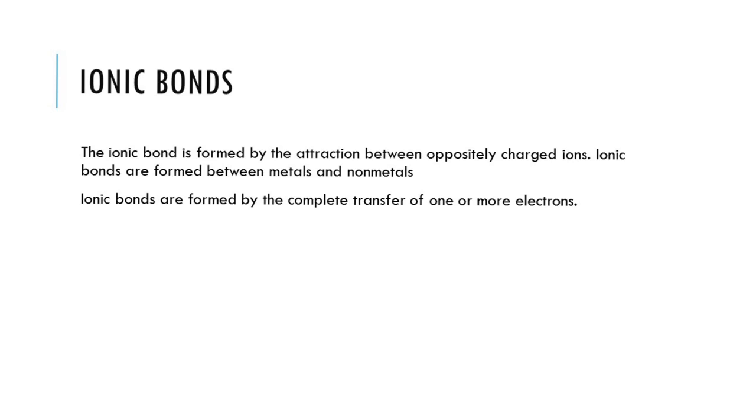The ionic bond is formed by attractions between oppositely charged ions. Ionic bonds are formed between metals and nonmetals. So the metals are the majority of your periodic table. The nonmetals are all of the elements on the right-hand side, and there's a staircase that kind of pops down, and I will show you that tomorrow in class. Ionic bonds are formed by completely transferring one or more electrons.